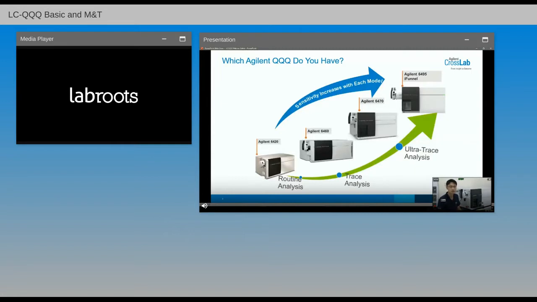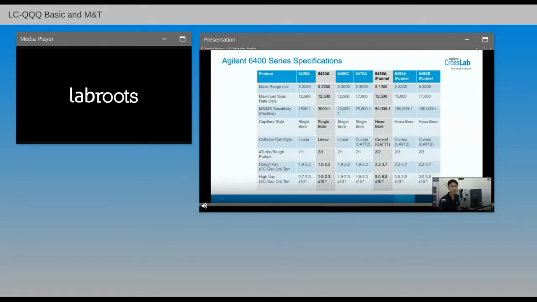So over here in this slide, you will be able to see that we have the range starting from the 6420, 6430, right, and 6460, 6470, which is a general workhorse in most labs nowadays, to the 6495, which is the most sensitive in the market. It's most sensitive because of the iFunnel technology that's present in this product, right?